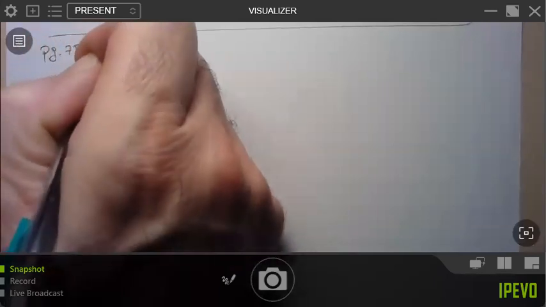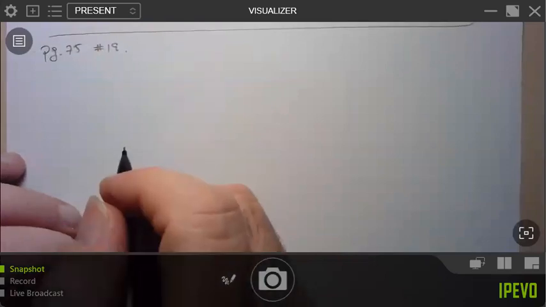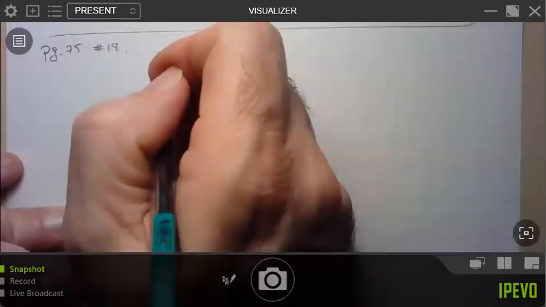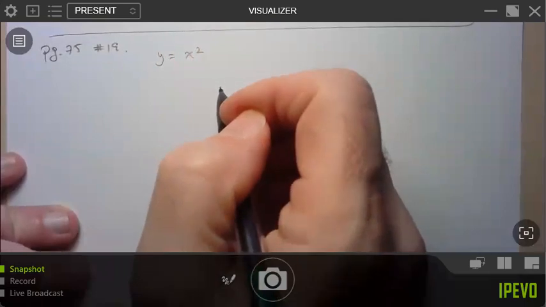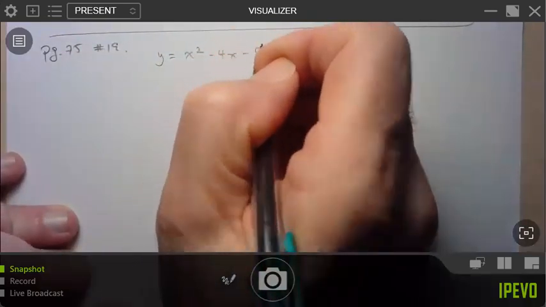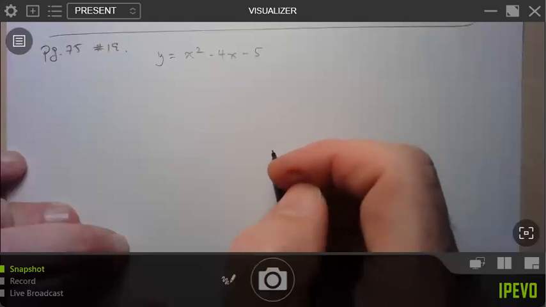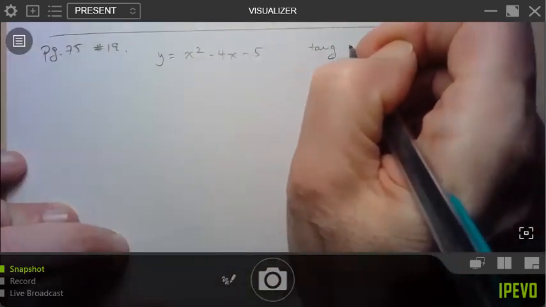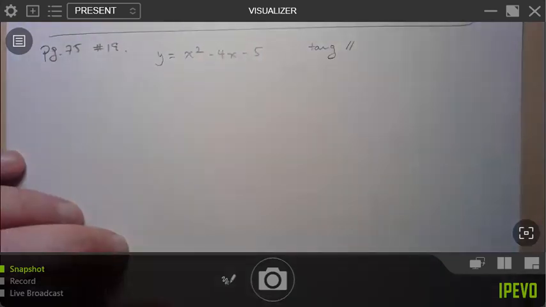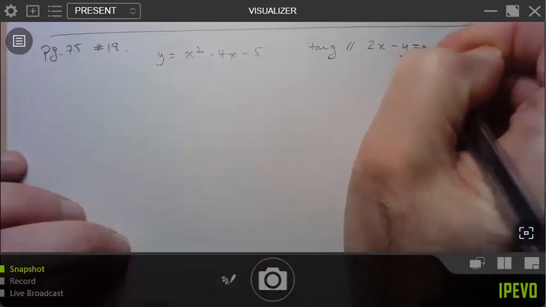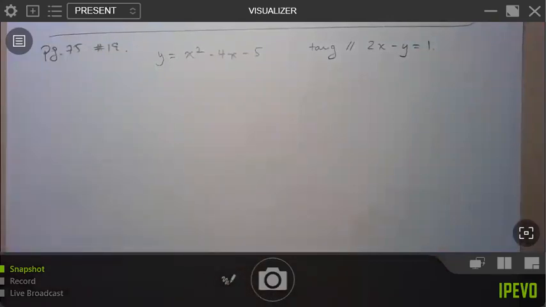Where were we? Page 75, number 19. Okay, so this one here says, at what point on the graph of, let me write that down, x squared minus 4x minus 5 is the tangent parallel, that's my symbol for parallel, to 2x minus y equals 1. 2x minus y equals 1.